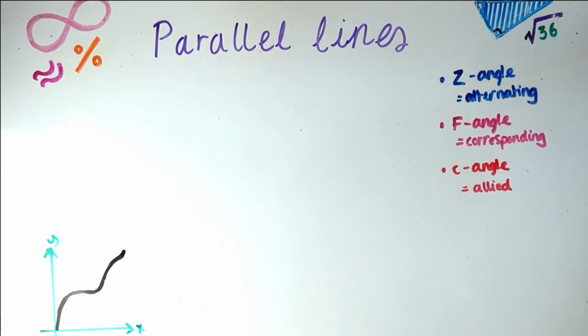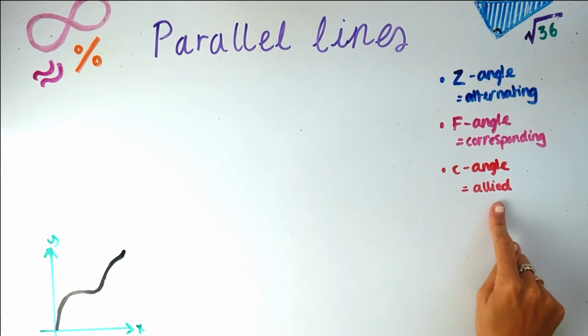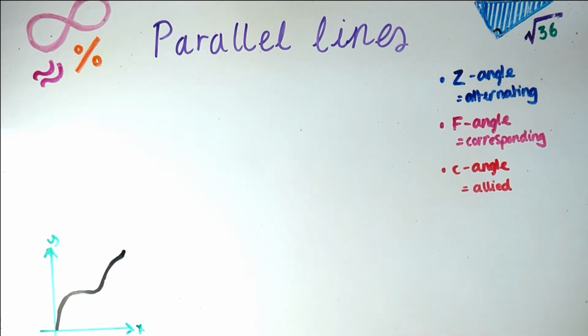Okay, so I forgot to mention in the theory section, but a C angle is actually, its proper term is an allied angle, and I think of that as they're kind of allies working together to get the 180 degrees, so A plus B is 180.